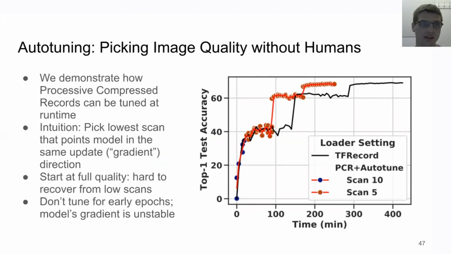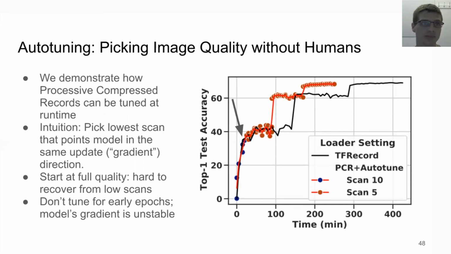As shown on the right, training with auto-tune over ResNet 18 is nearly 2 times faster than TF records. This is because at epoch 5, training is stable enough to turn on auto-tuning, and auto-tuning switches to using the faster scan 5. We found it necessary to start with full quality data during this warm-up phase because low quality data can actually damage the model.